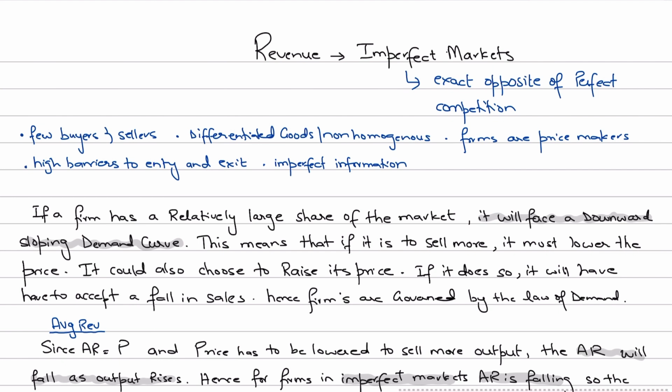Now, imperfect markets we will study properly when we study market structures. I'm just quickly touching upon this, and then I'll move forward to the revenue curve. So basically, like I said, in imperfect markets there are few buyers and sellers. Then the goods are non-homogeneous, they are differentiated, unlike in perfect competition where they were identical. And then firms are basically price makers, right? They decide their own price. And again, there is imperfect information, and also there are high barriers to entry.